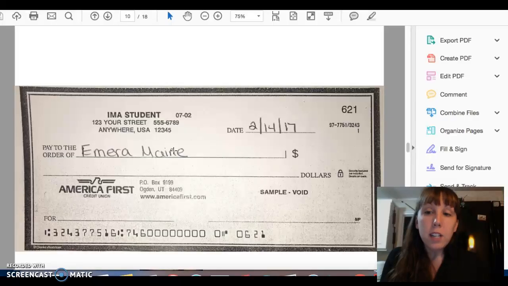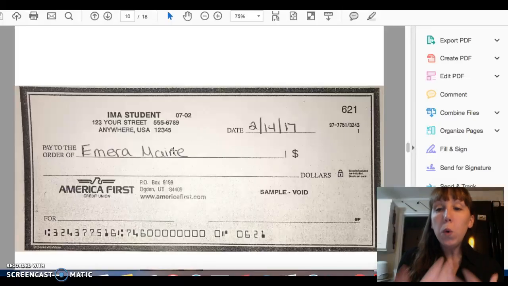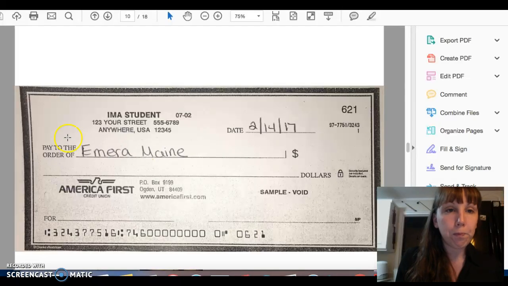Now, if you want it written out to yourself, you could write cash or specifically your name to get cash from your bank or specific other vendors that accept personal checks. But this is who it's going to be paid to.